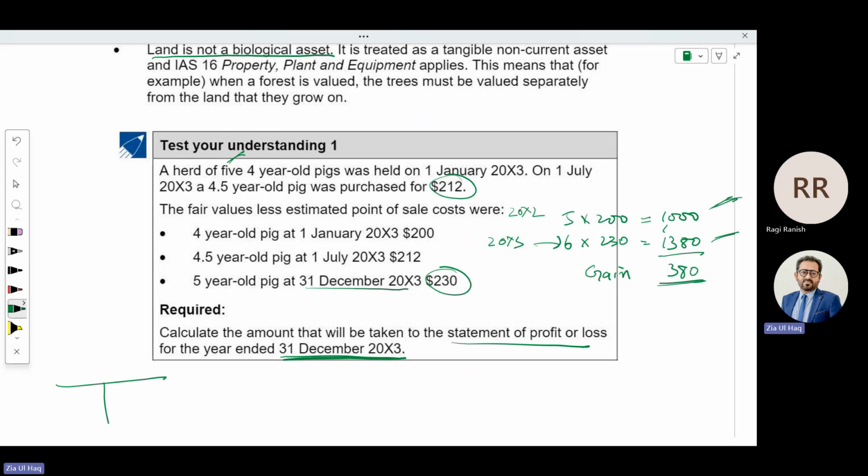While preparing financial statements, we need to record the asset value. Like suppose this is the ledger. At the start of the year, we were having 1,000 value. We bought one more at 212. Closing figure might be 1,212. But we should not record this in the financial statements. We should record what? Fair value less point of sale cost. And we compare the fair value of the previous year figure and the current year figure, rather than what is going on during the year.